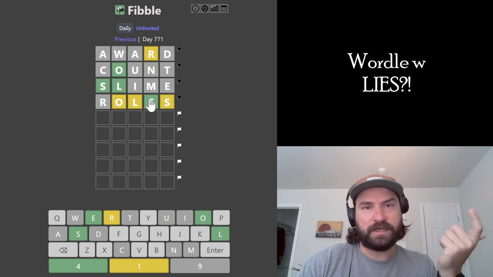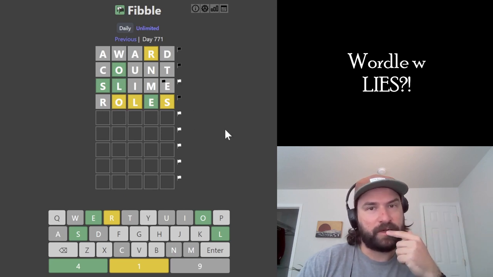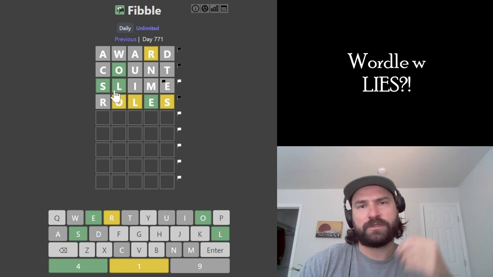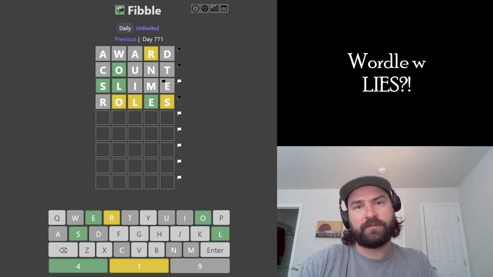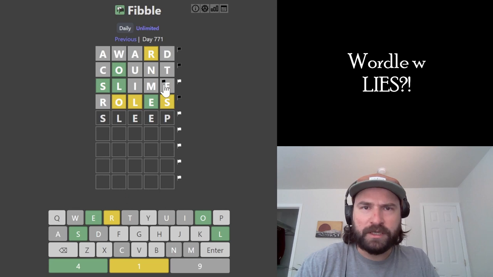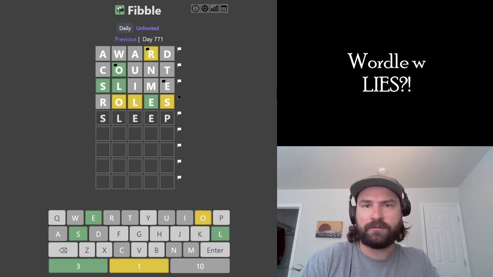Kind of seems like the E has to be the lie. But the O changes colors, which is wild. The E could have been the lie here. But it seems very strange that the E would go here if this word does in fact start with S and L. So I guess the word could technically be sleep. Let's give sleep a try. Because that would treat the E like the lie in this line, the O like the lie in this line, and the R like the lie in this line.